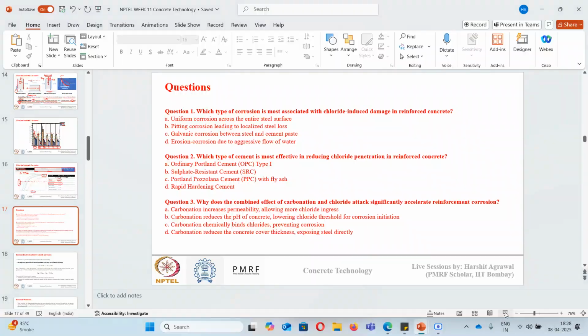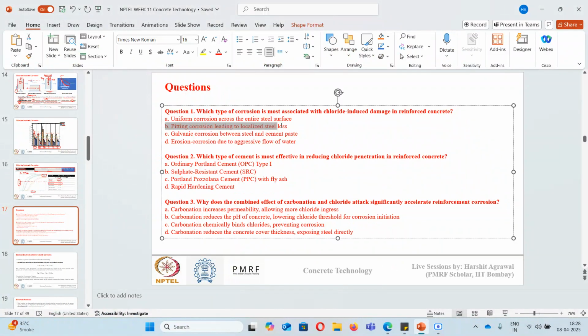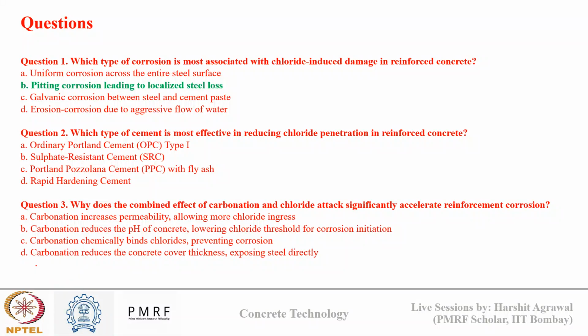Okay, so for the first question, the correct answer is B. When we talk about chloride induced corrosion, it is pitting corrosion that is happening. Now, what do we mean by pitting corrosion? I will give you a quick explanation. Generally, there are two types of corrosion: uniform corrosion and localized corrosion. What do we mean by uniform corrosion?